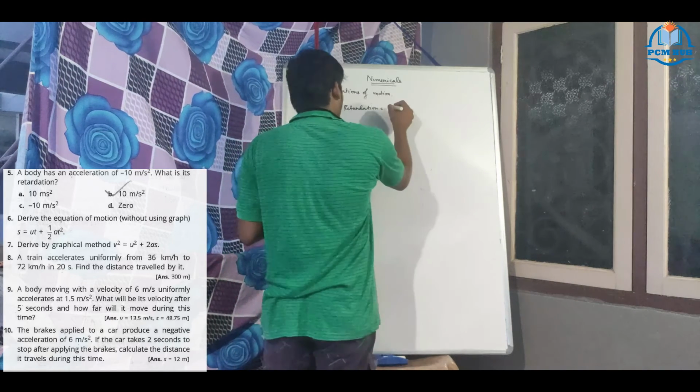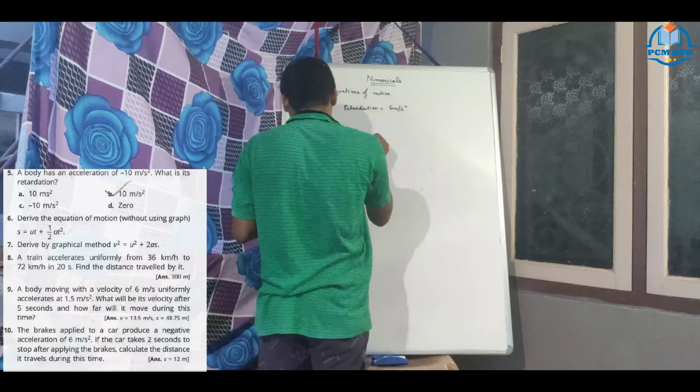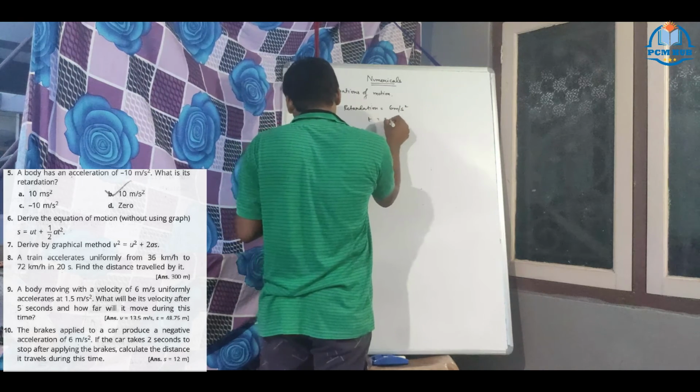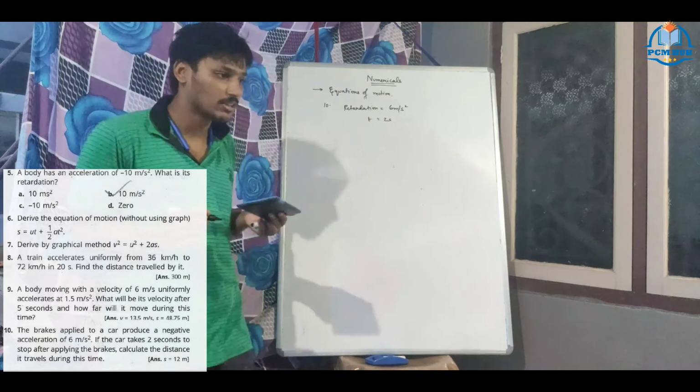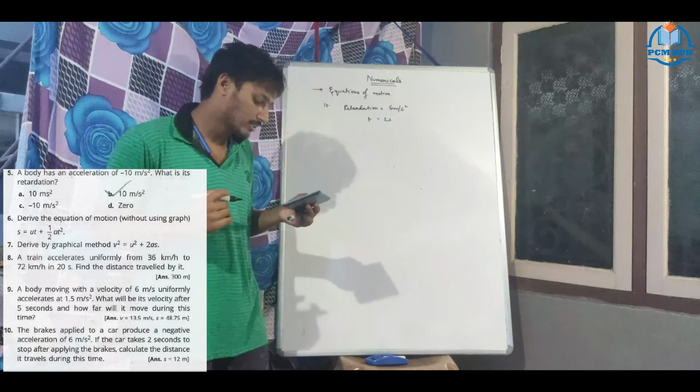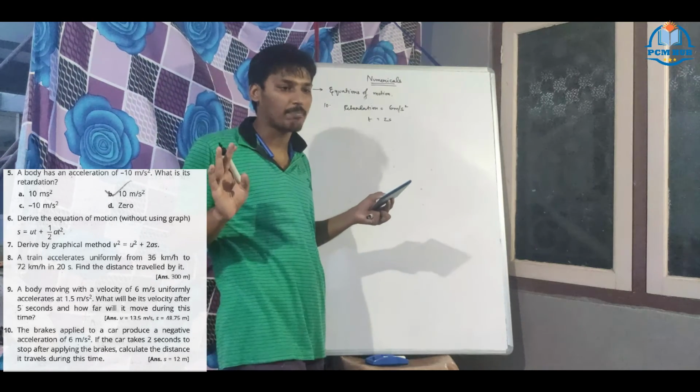The retardation is 6 meters per second squared. So what is it? The car takes time equal to 2 seconds to stop. This is a real-time application. Again, in the home assignment also you will have a real-time application. Actually, the car is going, he is going in a car happily.